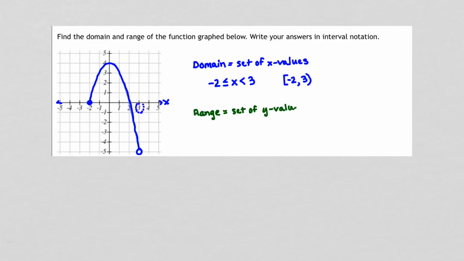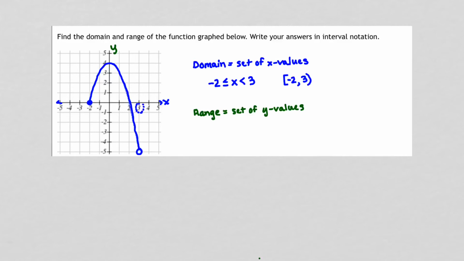In terms of the graph, that means we want to look at the y values on the y-axis that correspond to this picture, this image. Range is not measured left to right. Instead, range is measured top to bottom or bottom to top. That is, how high and how low does the graph span?